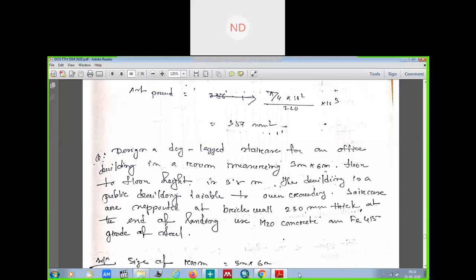So if I share my screen, is this screen visible? Okay.